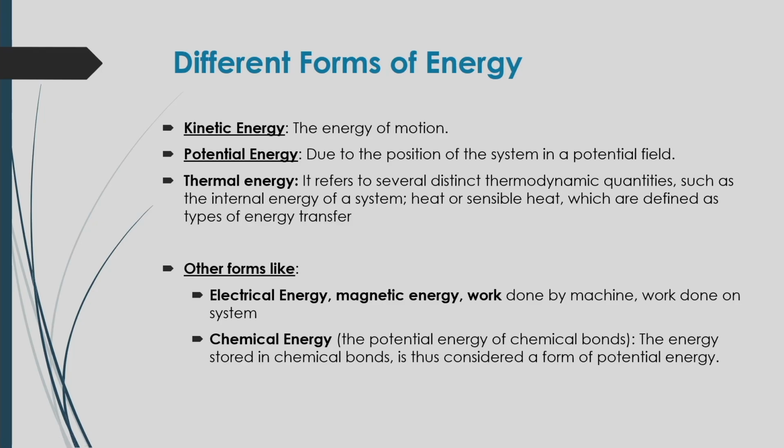Now, what are the different forms of energy? There may be kinetic energy, potential energy, thermal energy, electrical energy, magnetic energy, work as also energy, chemical energy. Even you can say that some other different types of energy you can have, like nuclear energy, fission energy, fusion energy, all those different types of energy.